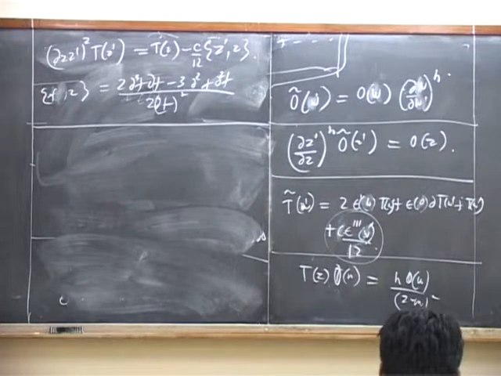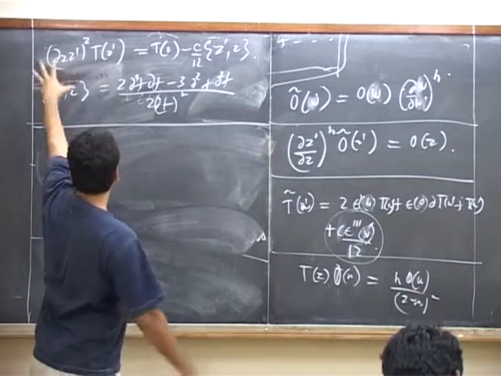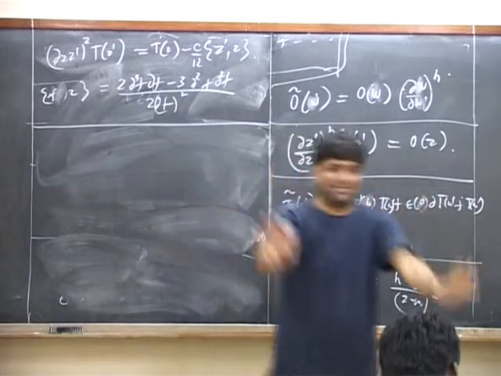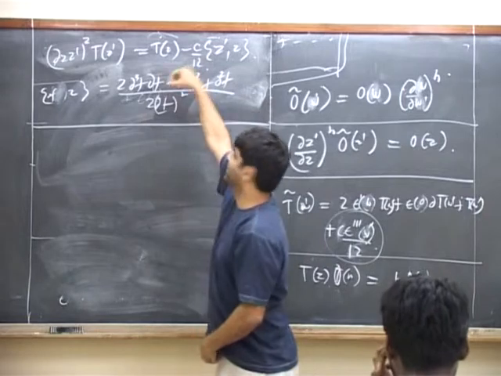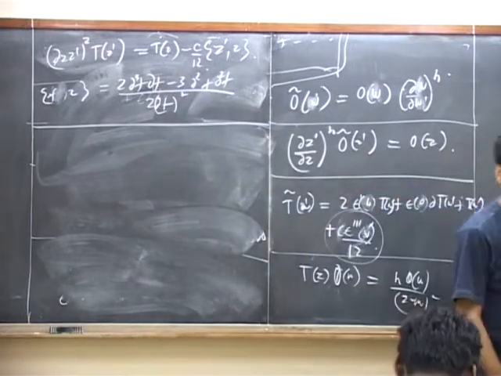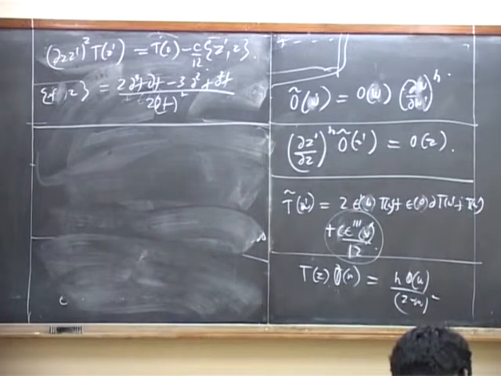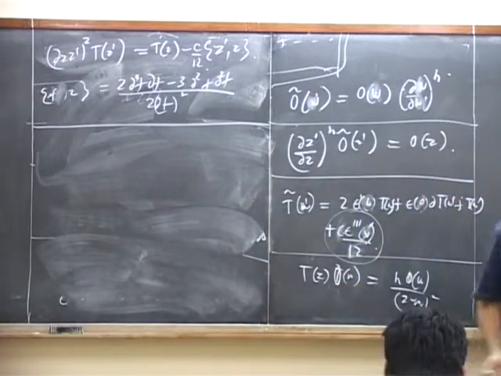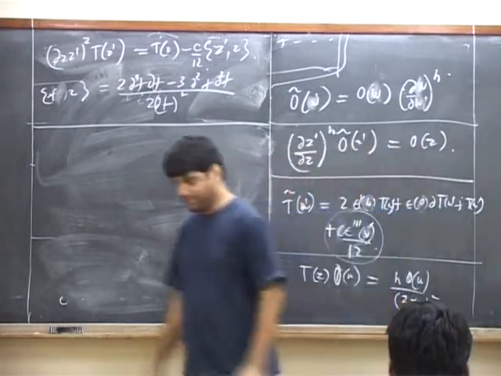So this is how the stress tensor transforms under conformal transformations. It transforms like a primary operator plus a shift in its zero part, in its constant part. And the shift in its constant part is given by this expression. Okay, very good. So that's all I wanted to say about transformation properties of operators under conformal transformations. We'll come back to this in some middle part of this lecture.